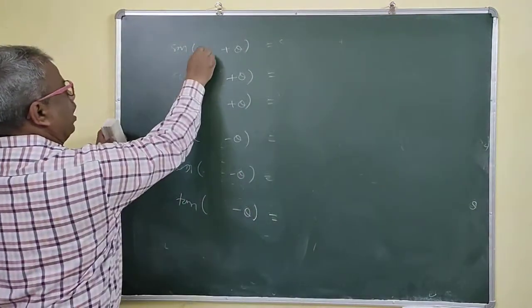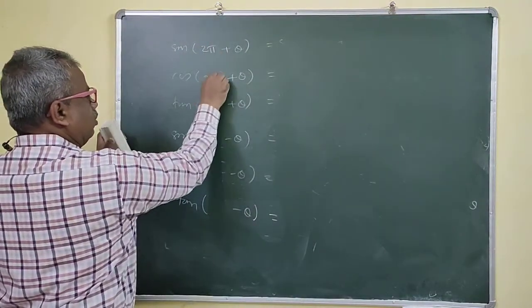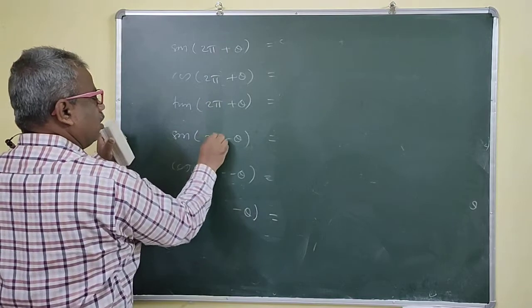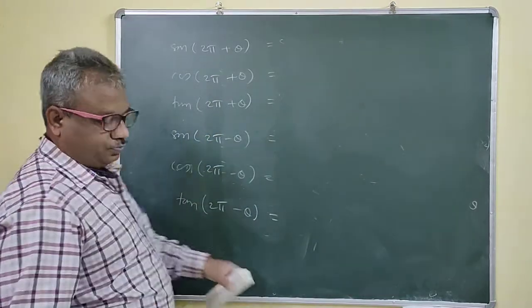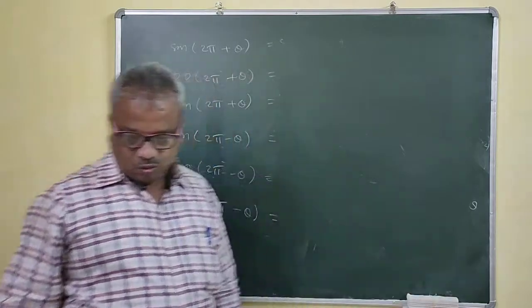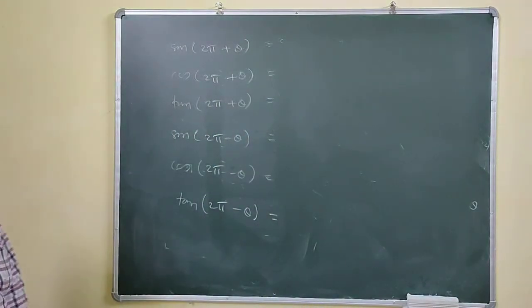We replace here 2 pi. Now note that your 2 pi is the period for sine and cos.